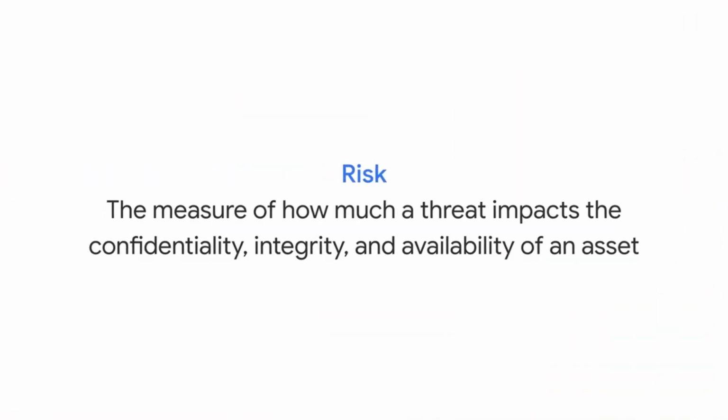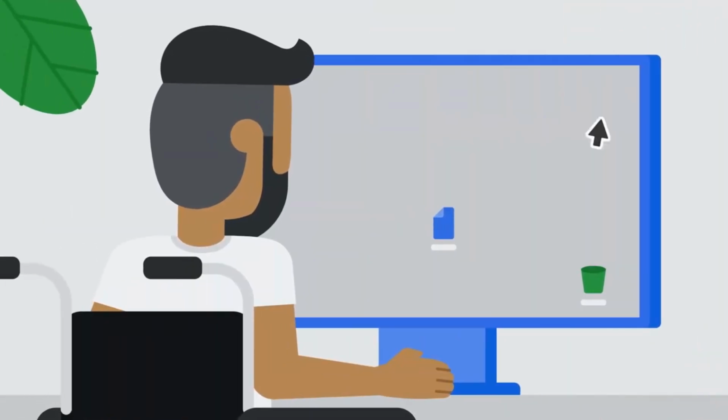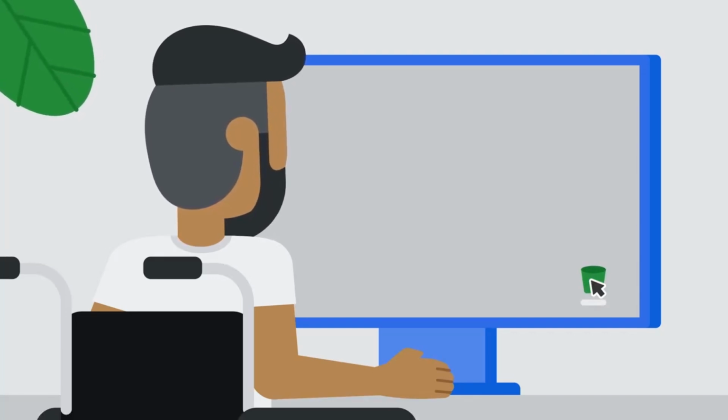First, let's review risk. Risk is the measure of how much a threat impacts the confidentiality, integrity, and availability of an asset. Common examples of risk include data loss, data leakage, and data corruption. Data loss happens when data is deleted without authorization due to either a mistake by an authorized user or an intentional action by a threat actor, resulting in a breach in availability of data.